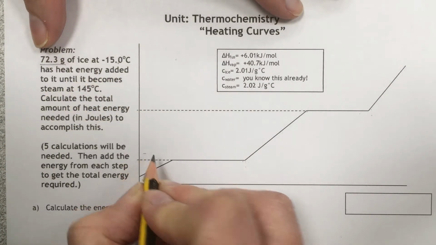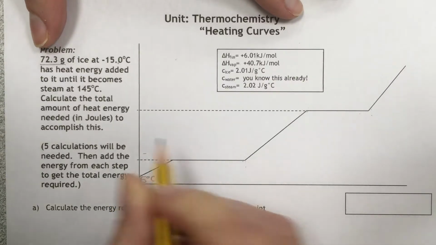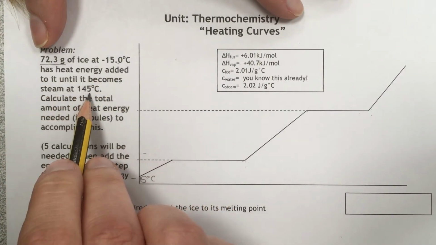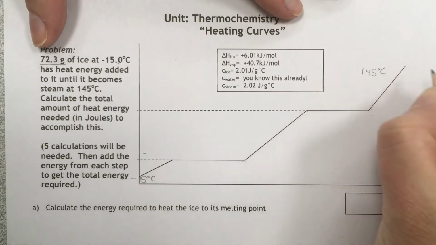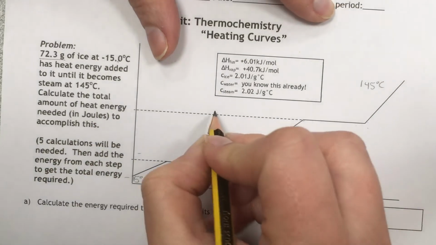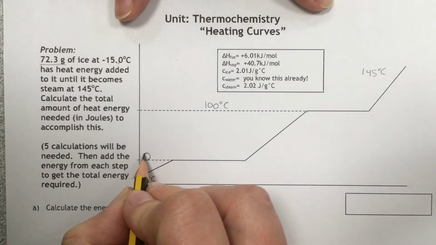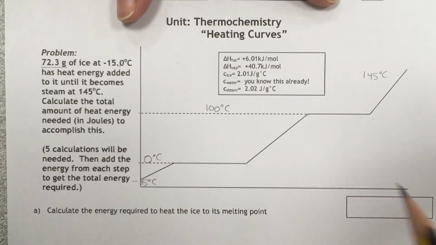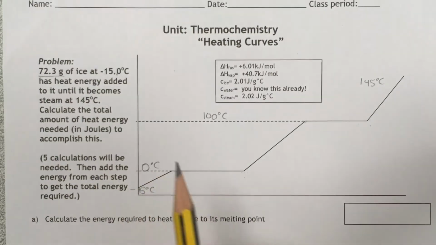So here is negative 15 degrees Celsius. And then it says it has heat energy added to it until it becomes steam at 145 degrees Celsius. So at the hottest point, it's going to be 145 degrees Celsius. And then since it's water, we know that it'll start to boil at 100 degrees Celsius, it starts to vaporize, and then once it melts, it's going to be at 0 degrees Celsius. So we have our points on the heating curve. It's asking for the total amount of heat energy needed in joules to accomplish this.